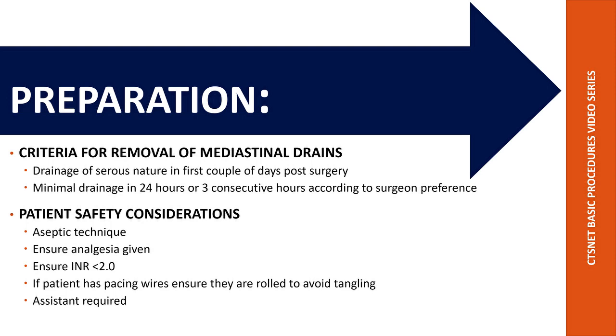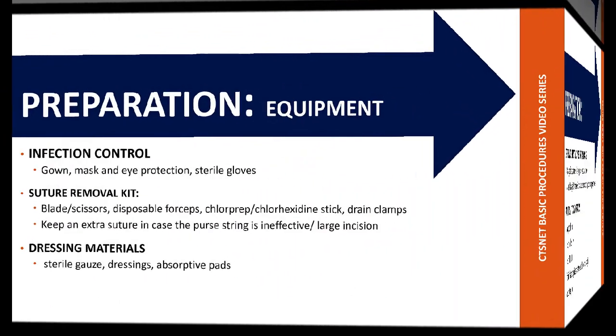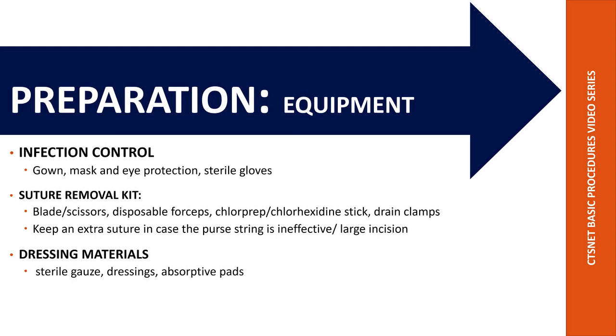Ensure it is performed using an aseptic technique, that there is adequate analgesia given to the patient prior to starting. Ensure the INR is less than 2, and if the patient has pacing wires, ensure they are rolled to avoid tangling. You will also require an assistant for this procedure. Prepare your equipment adhering to infection control policy. You'll also require a suture removal kit and sterile dressing materials.